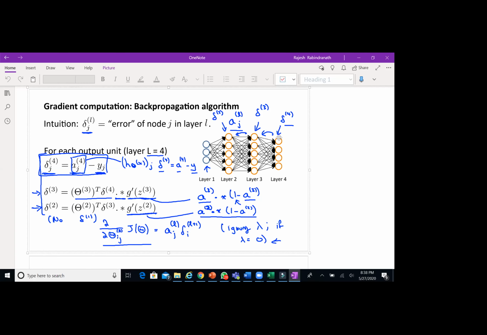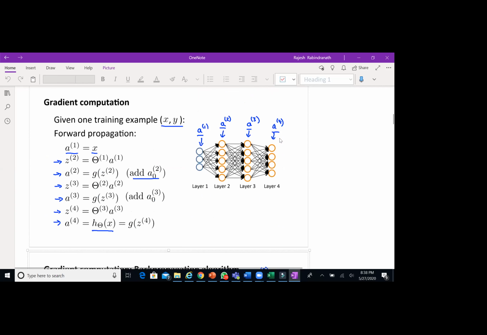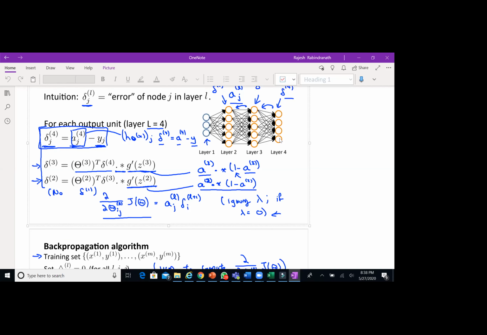Yeah, C3, remember, don't forget, C3 means theta 2 times A2, and A3 is calculated by G of C3. So here, what you do, G prime of C3. G prime of C3 is nothing but a partial derivative of C3. So this is the general formula.